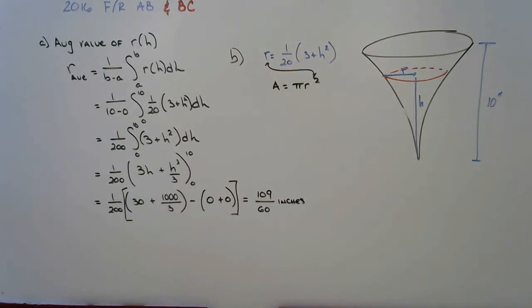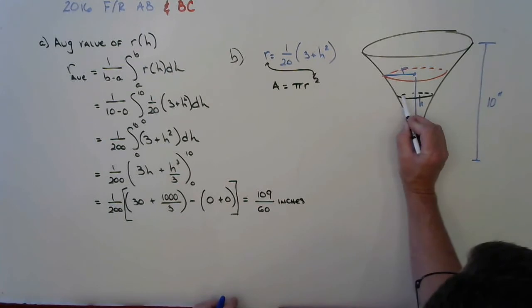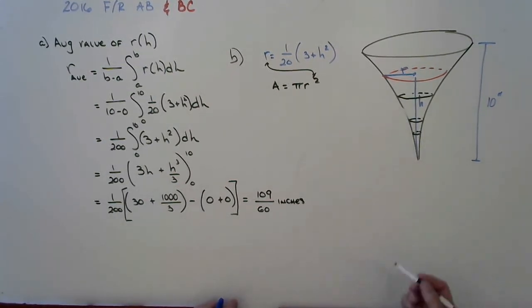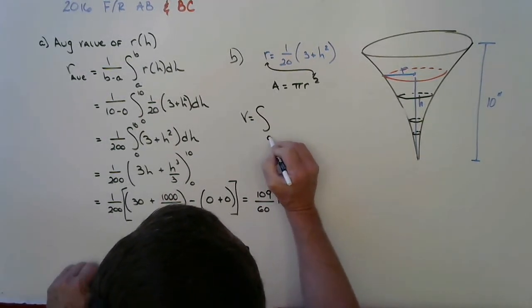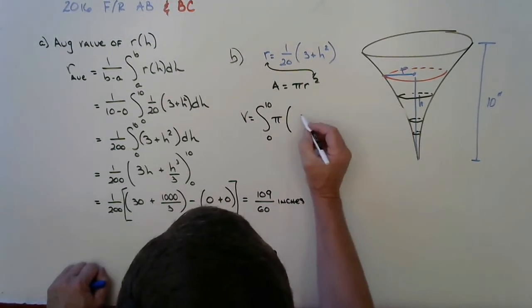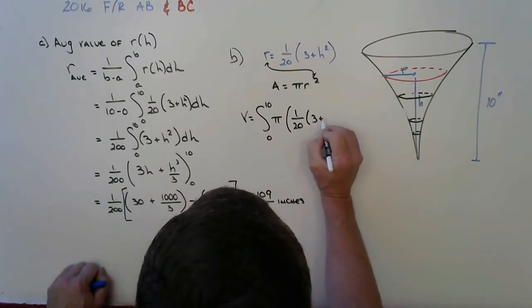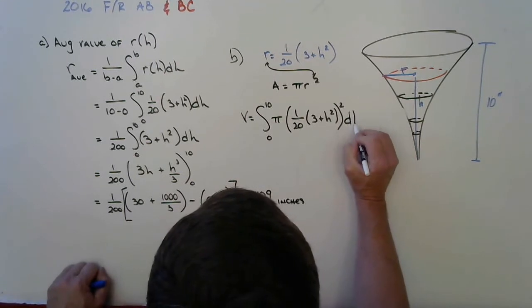So to find the volume, we just have to add up all the circles. There's one there, one there, one there. We know how to add up things like this. That's what an integral does. So our volume is going to be the integral from 0 to 10 of pi times r squared, and r is 1 over 20 times 3 plus h squared, dh.